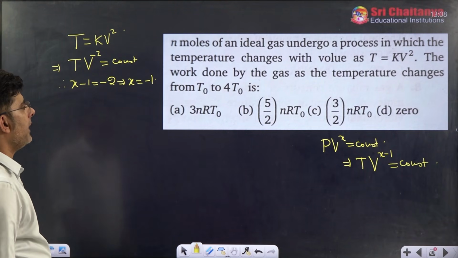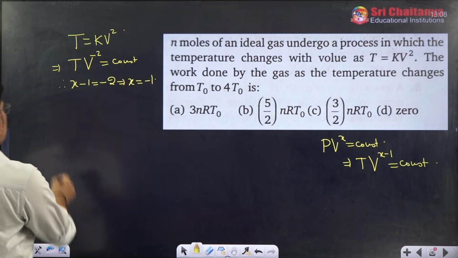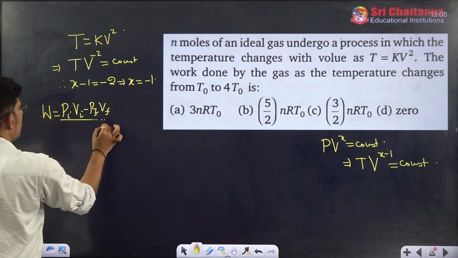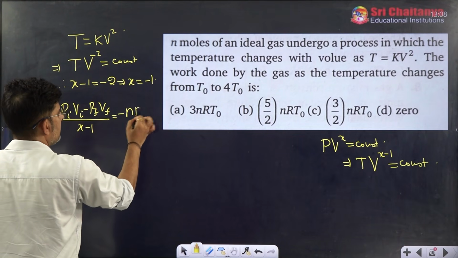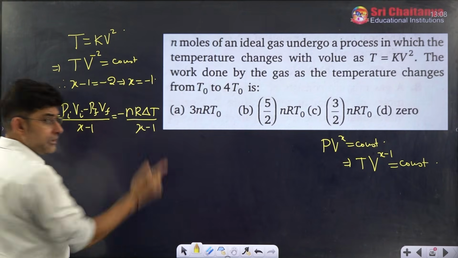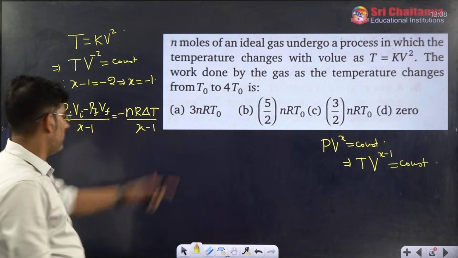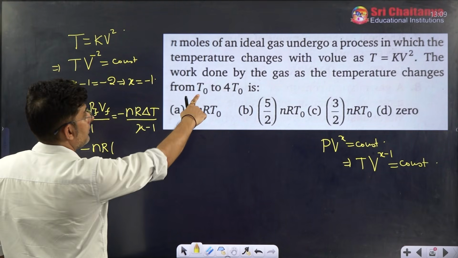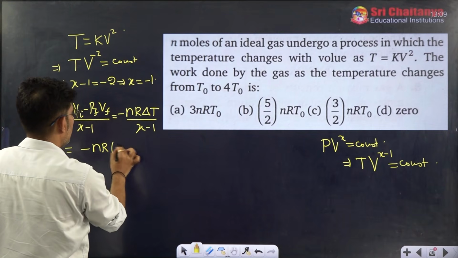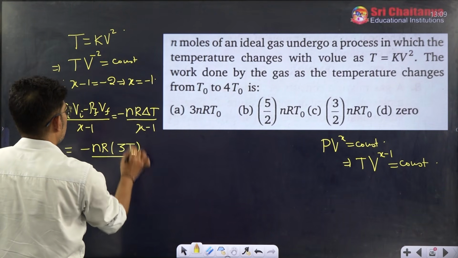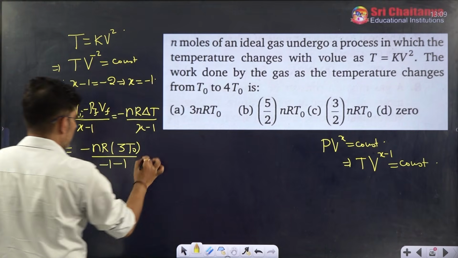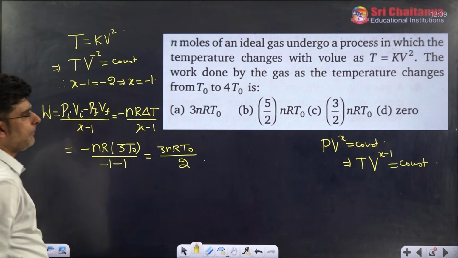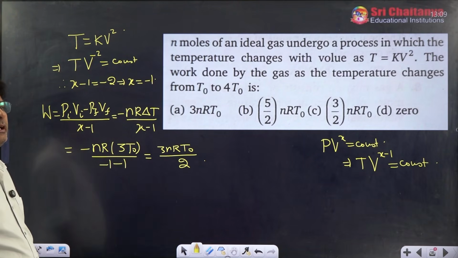Once we get x is equal to minus 1, they are asking the value of work done. So I told you work done in two ways. Either write PiVi minus PfVf by x minus 1, or if temperature change is given, minus nR delta T by x minus 1. Both forms I told you. Which one shall I use? They have given temperature change, so we use that. How many moles they have given? n moles, minus nR. What is the change in temperature? T naught to 4 T naught, so it becomes 3 T naught. And what is x? Minus 1. So minus 1 minus 1 is minus 2. So this becomes 3nRT naught by 2. So the third option we have. I hope it is clear.